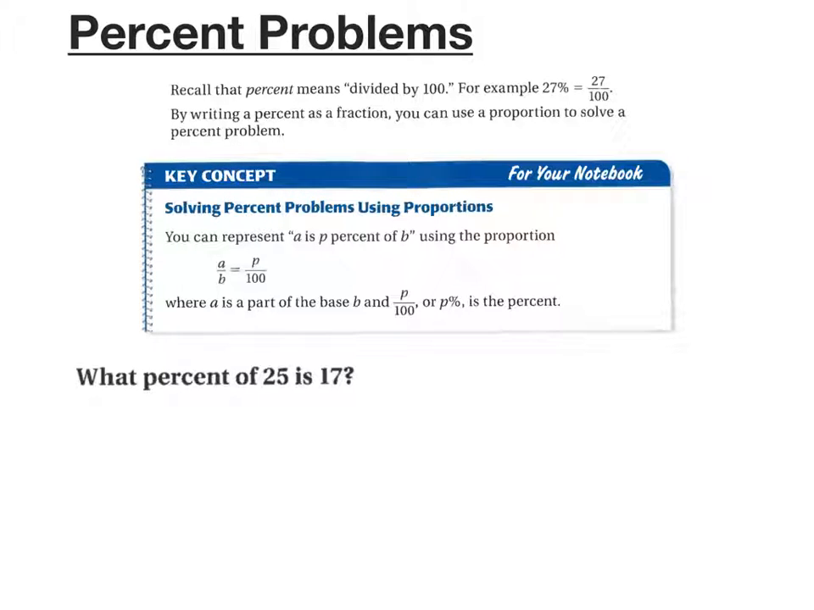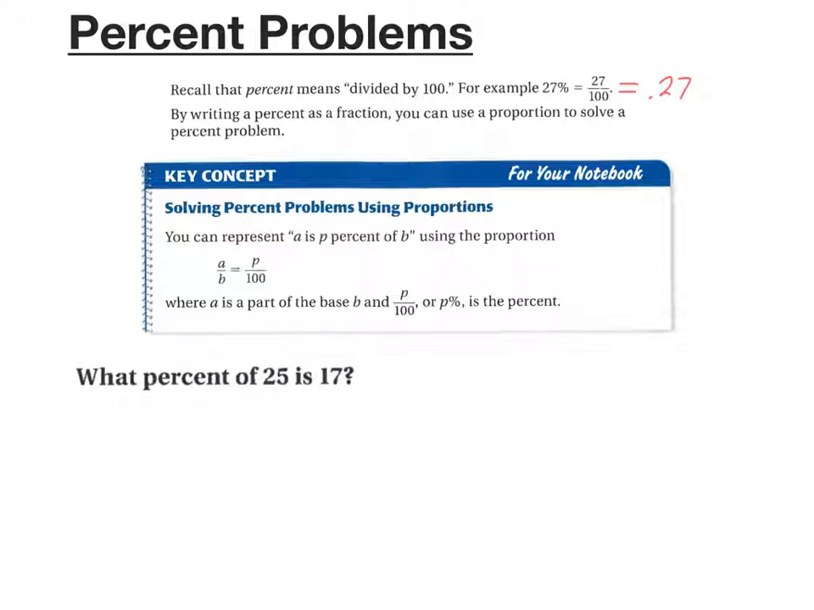We can also write 27% as a decimal because 27 divided by 100 equals 0.27. By writing a percent as a fraction, we can use a proportion to solve a problem. So when we're solving percent problems using proportions, we can represent the statement A is P percent of B using this proportion. A over B equals P over 100.